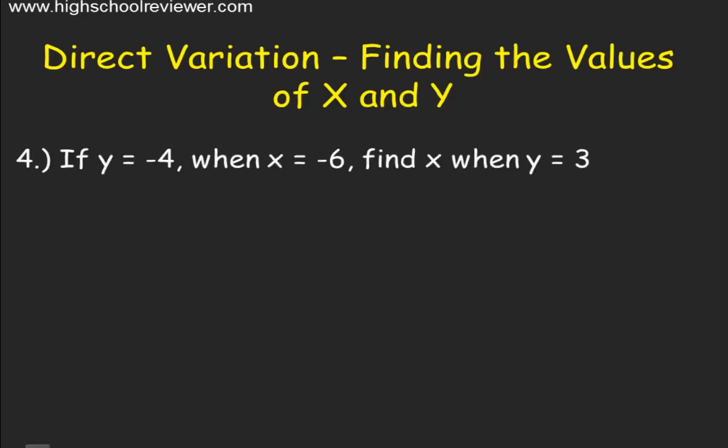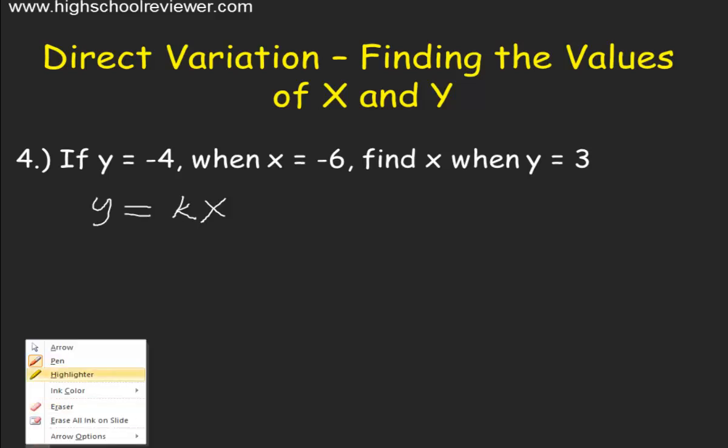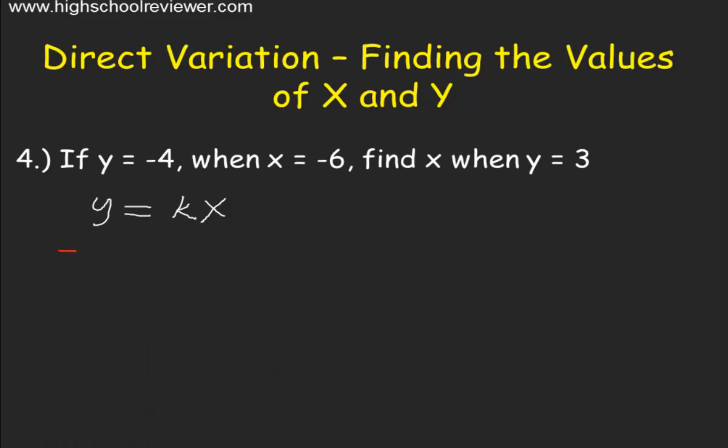Number 4. If y equals negative 4 when x equals negative 6, find x when y equals 3. First, we need to find k. So again, using the equation y equals k multiplied by x, our y is negative 4 and our x is negative 6. We need to find k.